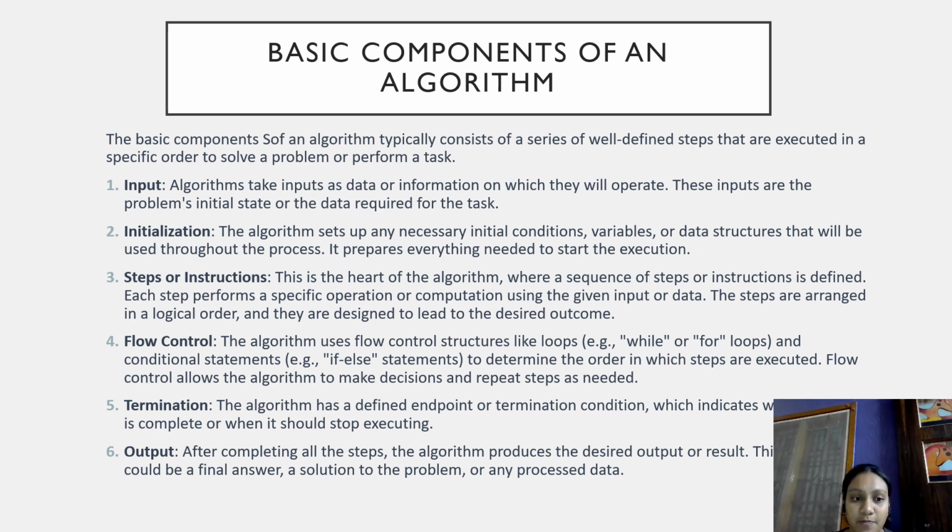The first one is the input. Algorithms take input as data or information on which they have to work or operate. These inputs are the problem's initial state or the data required for the task. The second step is initialization. The algorithm sets up any necessary initial conditions, variables, or data structures that will be used throughout the process. It prepares everything needed to start the execution.